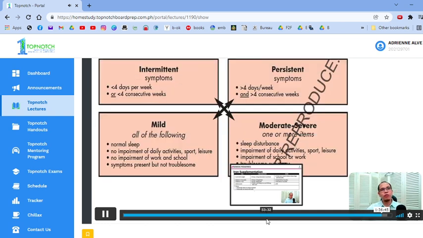So the magic number is 4-4. So 4 days per week and 4 consecutive weeks is classified as persistent. Pag hindi siya pasok, pag less than 4 days or less than 4 weeks, intermittent lang yan. Difference ng mild to moderate, basta meron kang interruption of activities of daily living. Dapat sa mild, all of the following: dapat walang interruption, normal sleep, walang activities na impaired, normal work, ganyan. Any one of these, moderate to severe na siya.